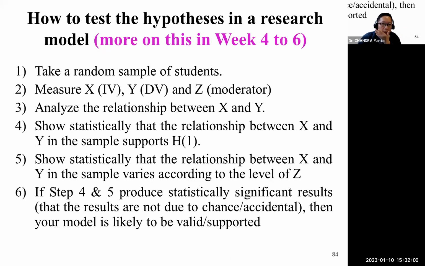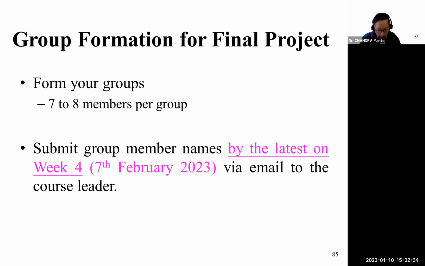So this is just another way to test hypotheses. We're going to look at this more in lectures 4 to 6. Basically, you want some random samples, and you measure the variables in your model, you analyze the relationship, you show whether the relationship is supported or not, and then you discuss it. Whether it's supported or not, and if it's not supported, why? If it's supported, you offer confirmation that it has been supported. So that's actually the end of this section on contribution.